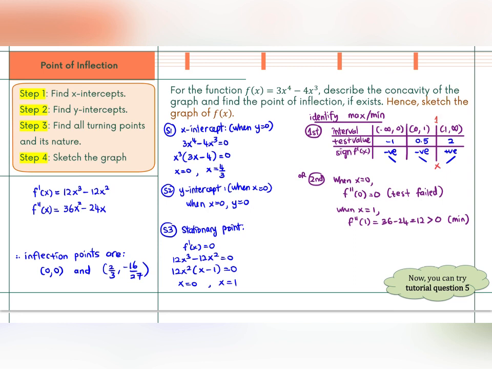Okay, so here we can conclude that. So therefore, kita tak cari lagi value of y dia. Okay, so when x equals to 1, y will be equals to f of 1, which is, so 3 tolak 4, kita dapat negative 1. So therefore, our minimum point will be at 1, negative 1. Okay, so ini adalah untuk stationary point punya part lah. Alright, so tadi kita dah dapat dah our inflection points from previous section.